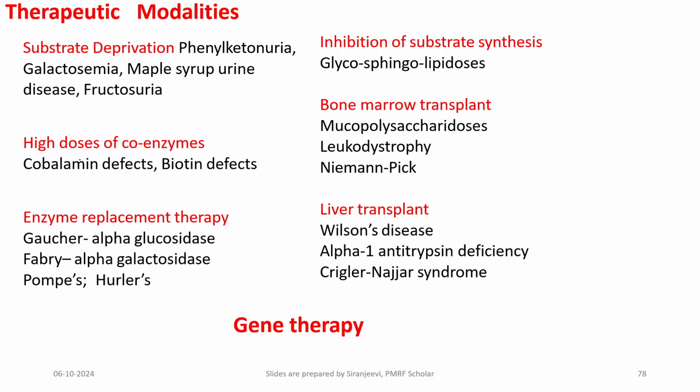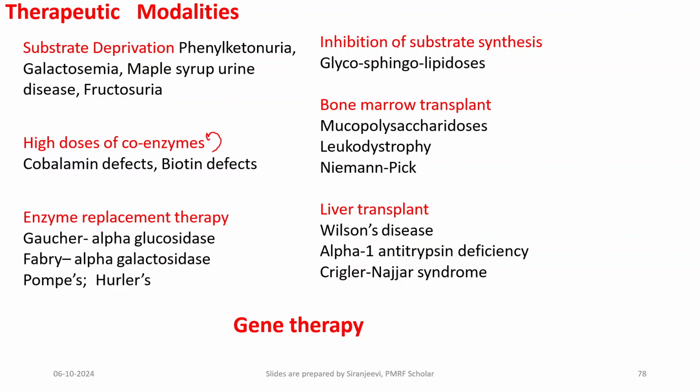In the case of the cobalamin defects and the biotin defects, we usually give high doses of the coenzymes because it cannot be synthesized in the body. And then enzyme replacement therapy in the case of Gaucher disease, Fabry disease, Pompe disease, and Hurler's disease.